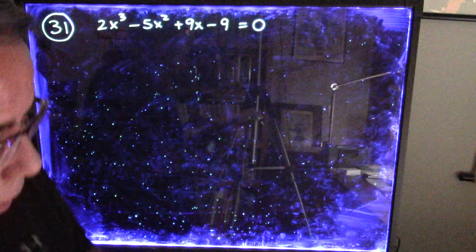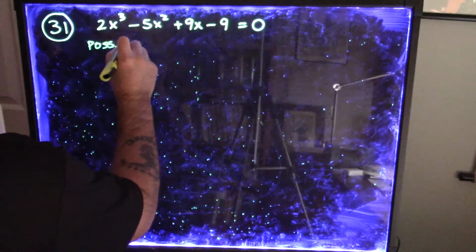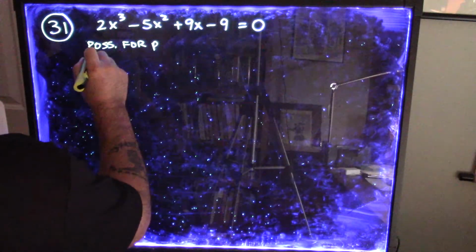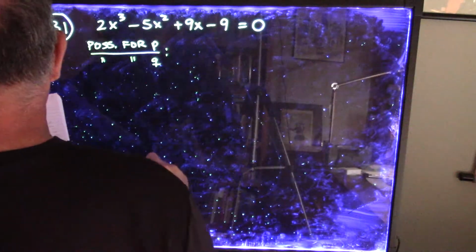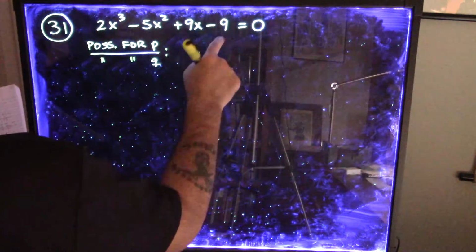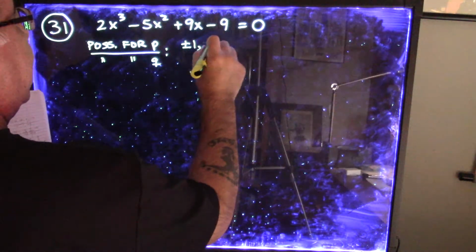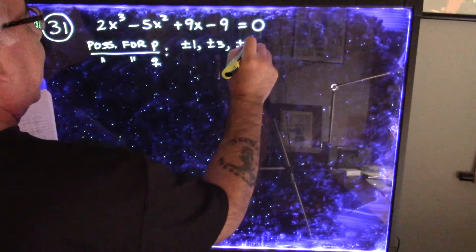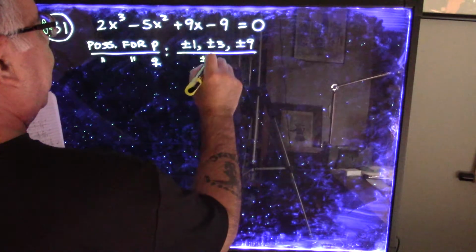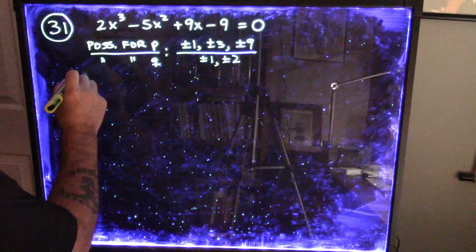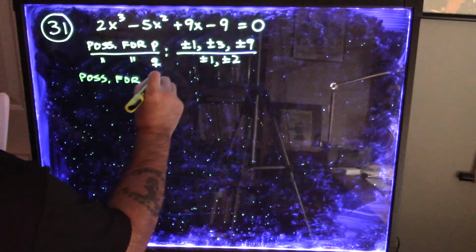Number 31. So here's possibilities for P over possibilities for Q. Alright, so for P we've got, looking at that -9 there, plus or minus 1, plus or minus 3, plus or minus 9 over possibilities for the factoring of 2 there, plus or minus 1, plus or minus 2. So the possibilities for P over Q.